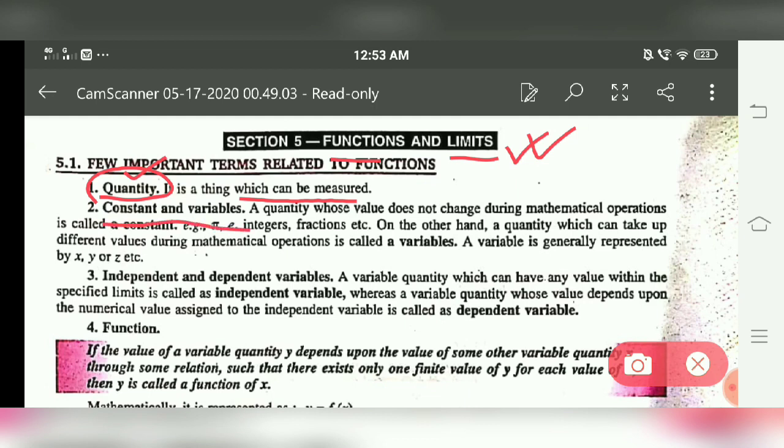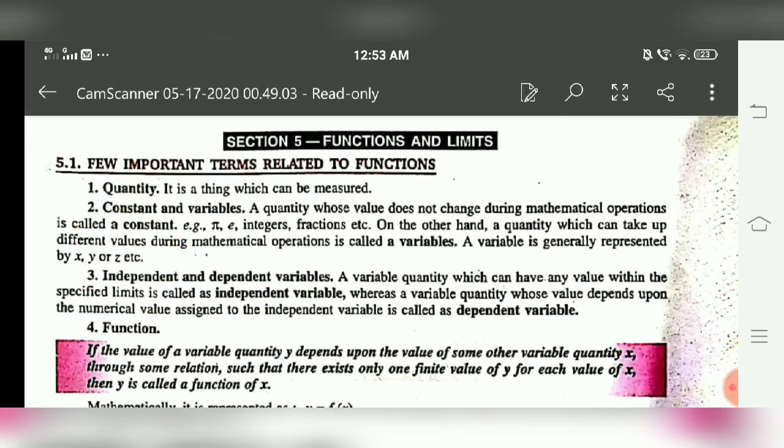What is constant and variable? That we already learned. Constant does not change value, but variable has different values. Independent and dependent variable, it's quite clear to you. The independent variable does not depend on any value, and the dependent variable depends on the independent variable.